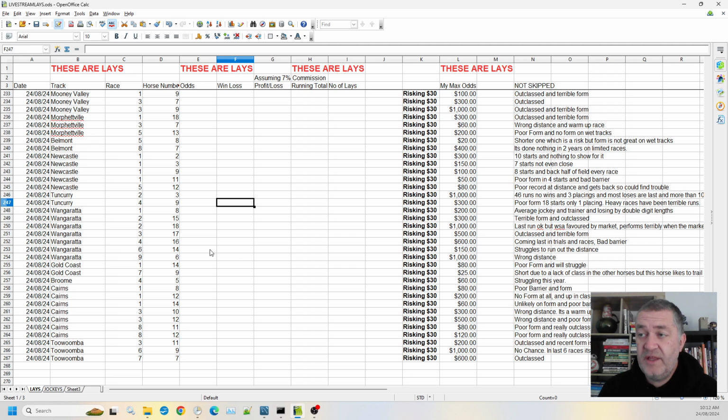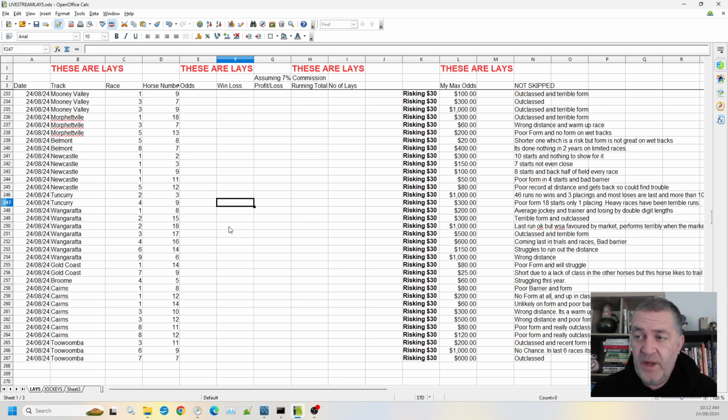We've got Tuncurry, race 4, number 9, up to 300. It's got pretty poor form over the 18 starts. It's only had the 1 placing in that time. And on the wet ground, it was heavy, is what Tuncurry was going to be rated this morning. It's had some terrible runs. Its runs on heavy were much worse than what they were on good ground.